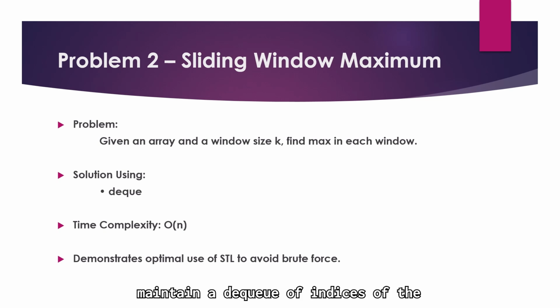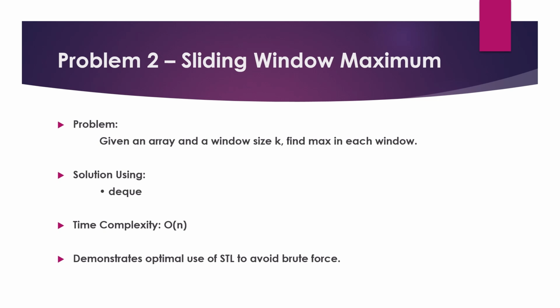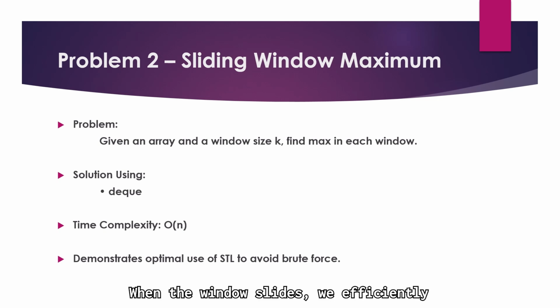We maintain a deque of indices of the elements in the current window. The deque is kept in decreasing order, so the front of the deque always holds the maximum element for the current window. When the window slides, we efficiently update the deque by removing elements that are no longer in the window and adding the new element.